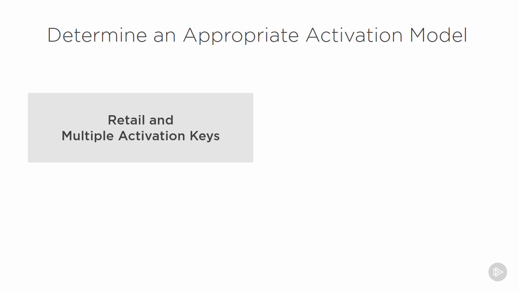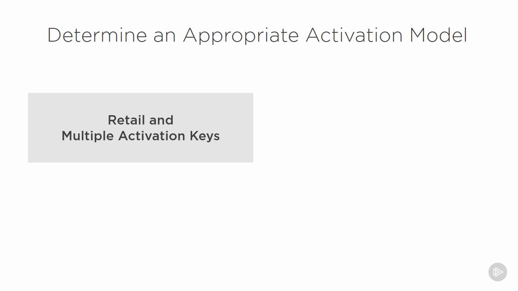The first of which is, at face value, the easiest, but honestly the most difficult as you begin to scale your environment and size. This is the use of retail and/or multiple activation keys. Effectively, in this activation model, you have a series of characters, long strings of characters, your actual license code, that you use then to plug directly into each individual machine to activate, or really to license and activate that machine.